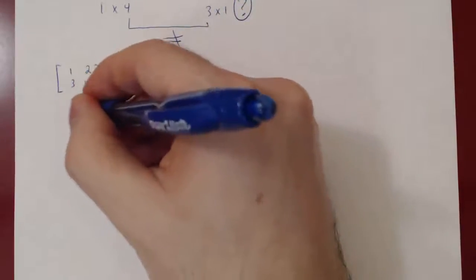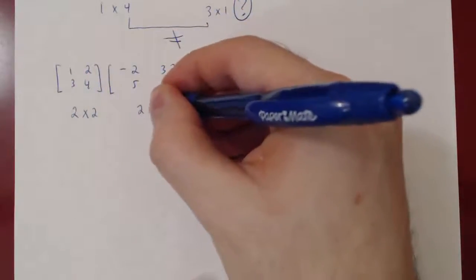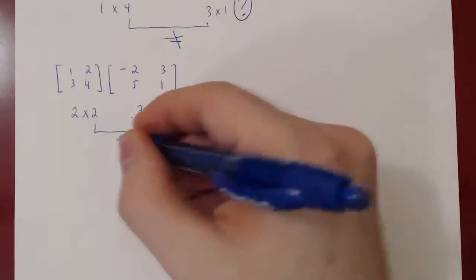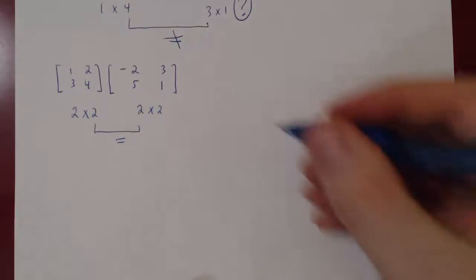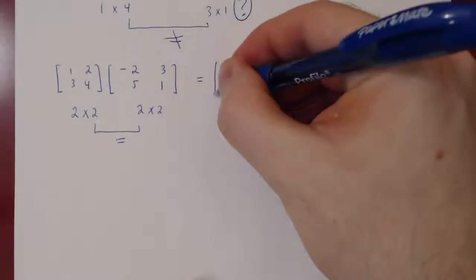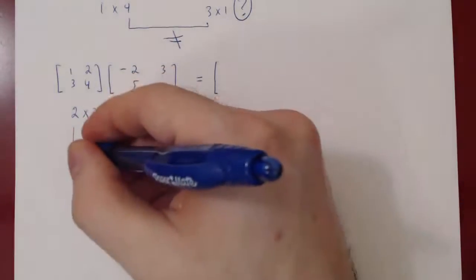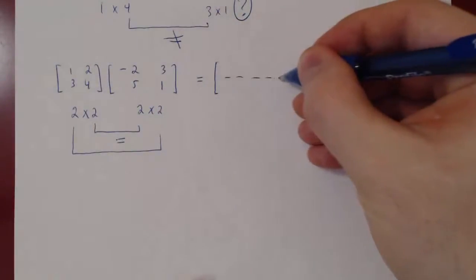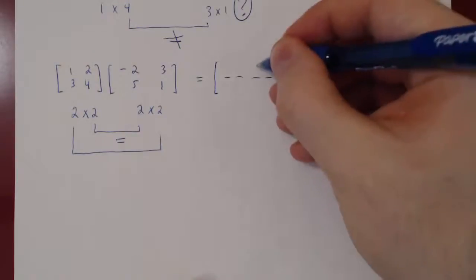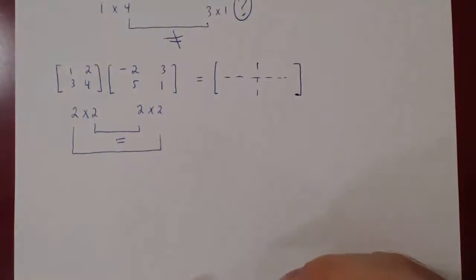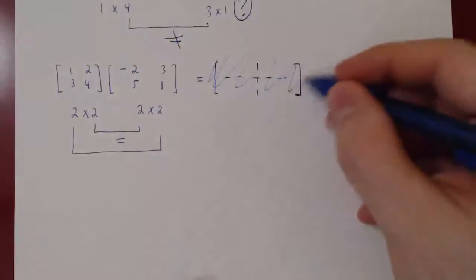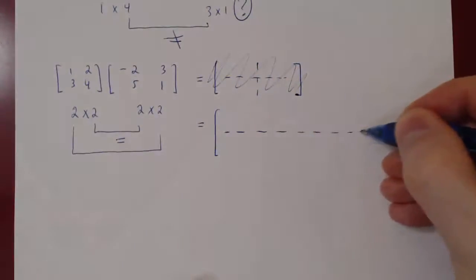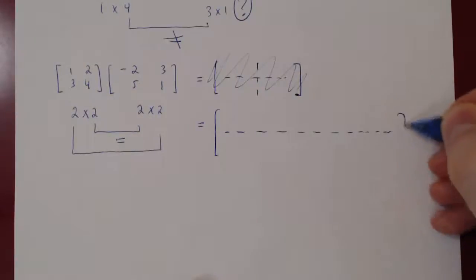If you look, this is a 2 by 2 matrix. This is a 2 by 2 matrix. The number of columns of the first equals the number of rows of the second. So here multiplication will be defined. And the new matrix will be a size 2 by 2 matrix. Or actually, let me take up a little bit more space to really show you how we'll compute the entries of this matrix.